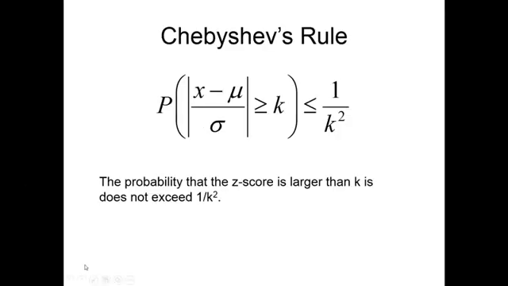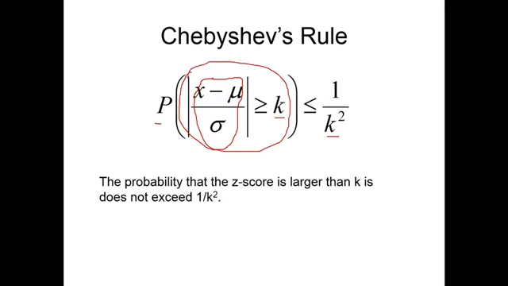This is Chebyshev's Rule, and I've put it here in rather nasty mathematical language, and then I've restated it in what it means. Here we have the probability symbol. Here we have the formula for the z-score, and here we have a number k. And again, this is the same number k out here. So what am I doing? I'm saying the probability of this guy right here.